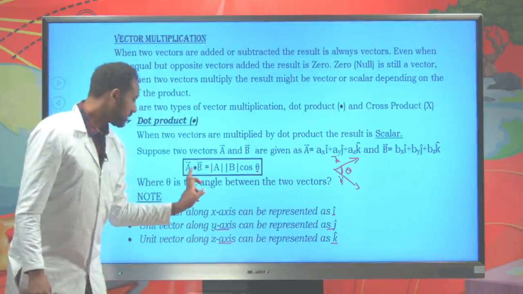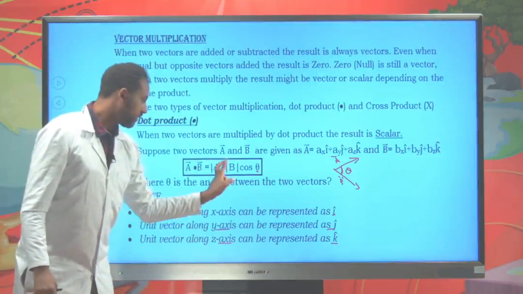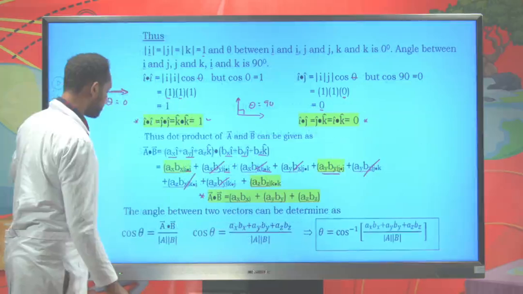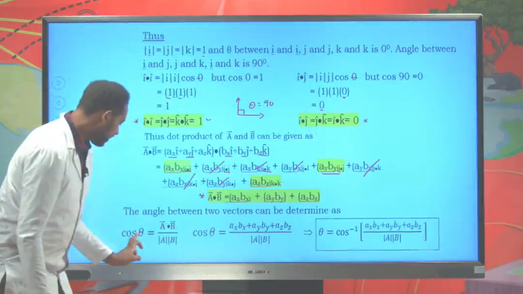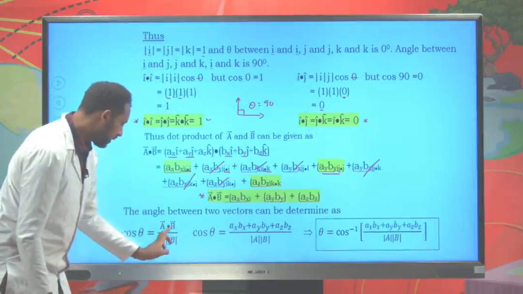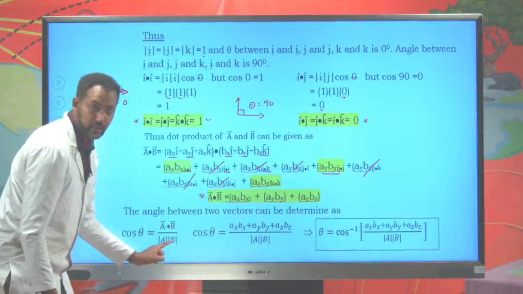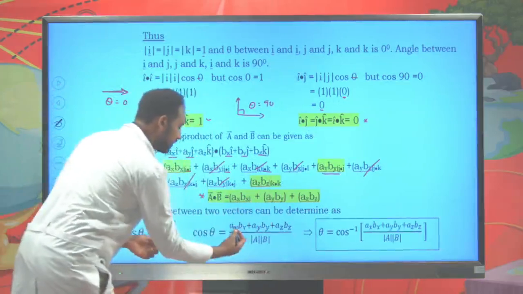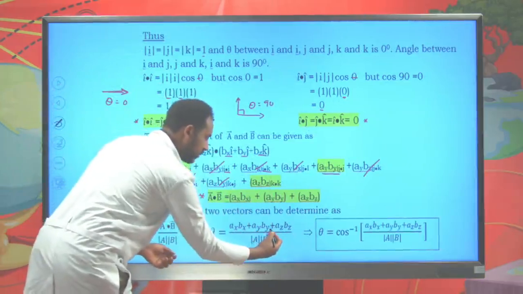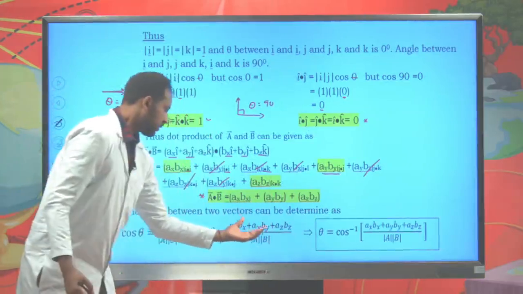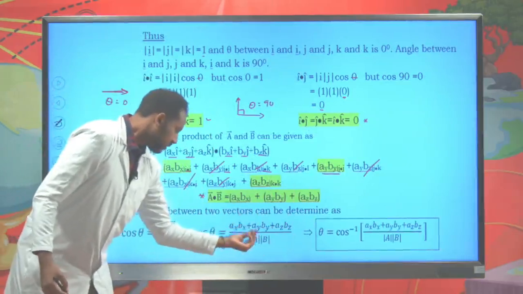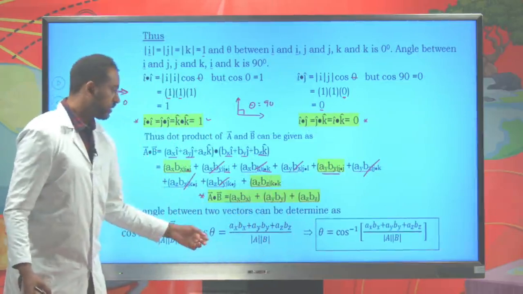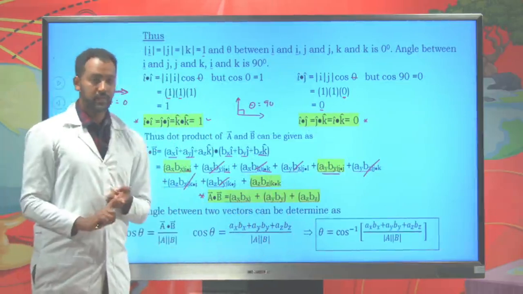Previously, we have said that A dot B can be given as the magnitude of A, the magnitude of B, cosine of theta. The angle can be determined using cosine of theta equals A dot B over the magnitude of A and the magnitude of B. A dot B is possible to determine using ax bx, ay by, az bz. Therefore, the dot product over the magnitude of each quantity gives you the angle between the two vectors.